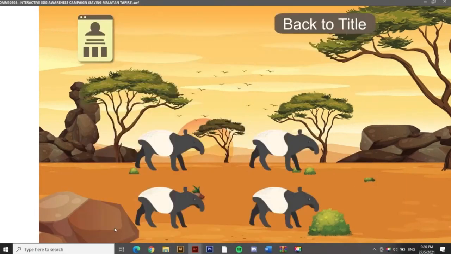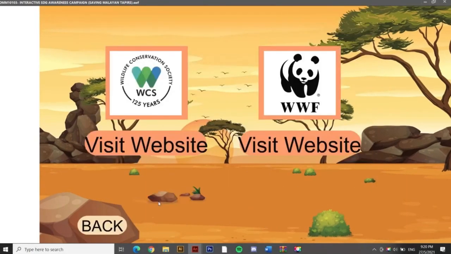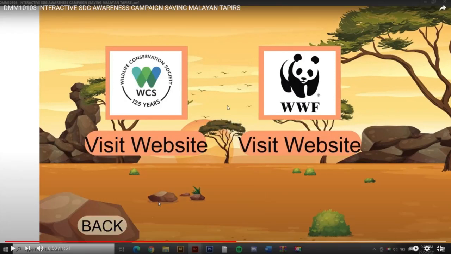And this is where the two websites are where we can go, so that we can help by donating and join their campaign, help save Malayan Tapir.